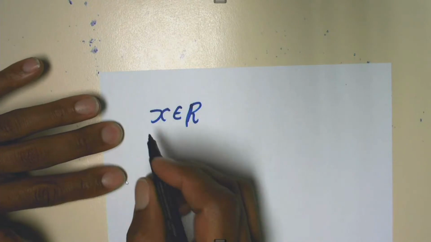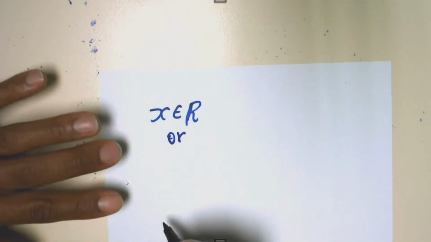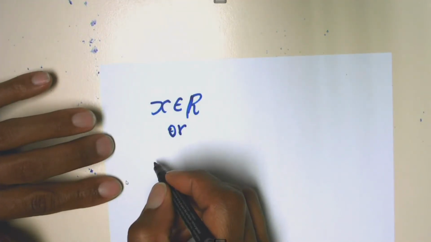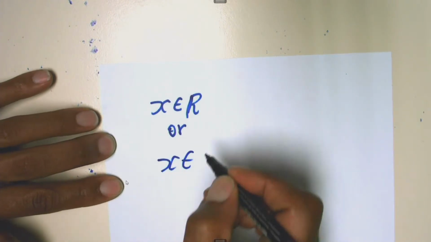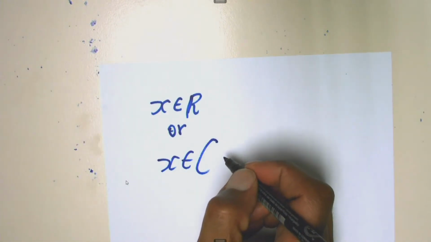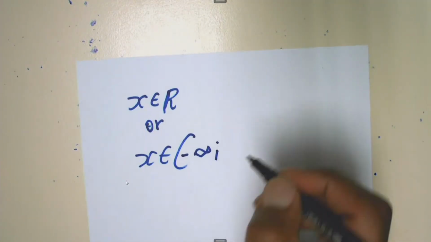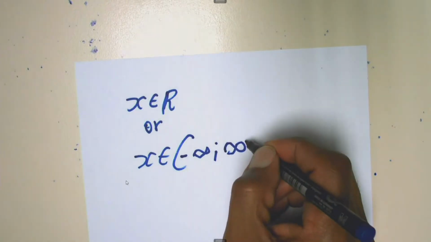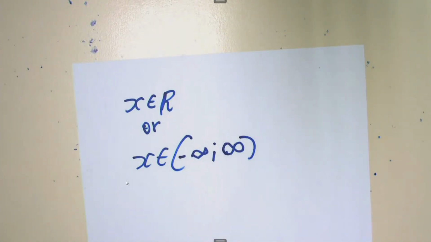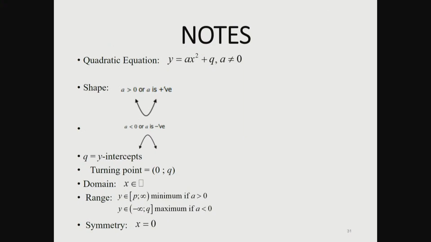Then the other one that I can also say, if I don't want to say this one, the domain will be x is an element. Then when you talk about all the values, where do they start? They start from negative infinity. Where do they end? They end at positive infinity. That is another way of representing the domain. It's either you say x element of real, or you say x element from negative infinity to positive infinity. Keep that in mind. Right, now we are fine with the domain.